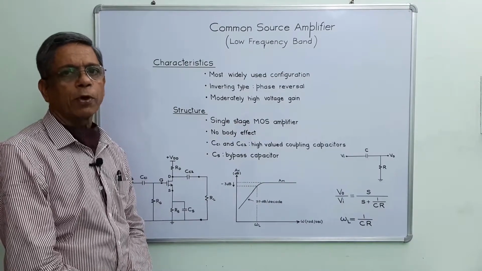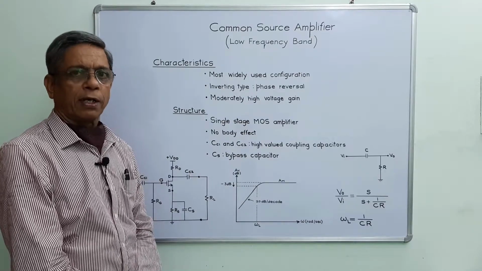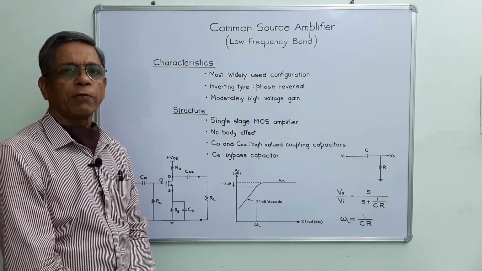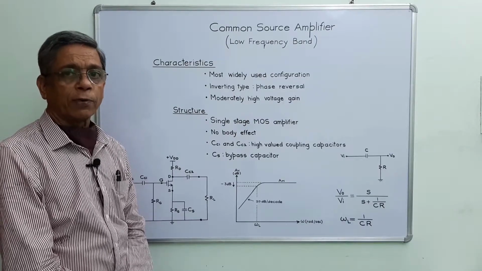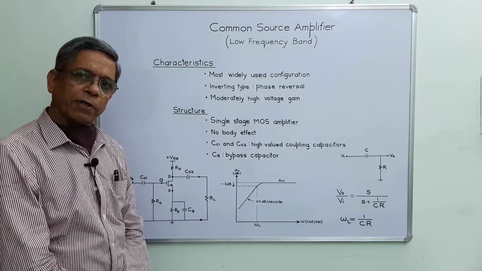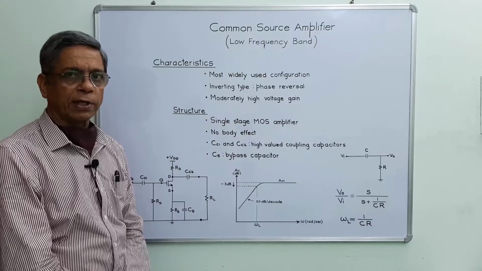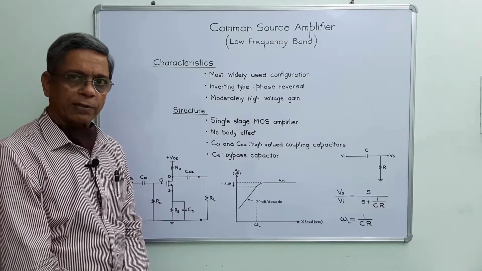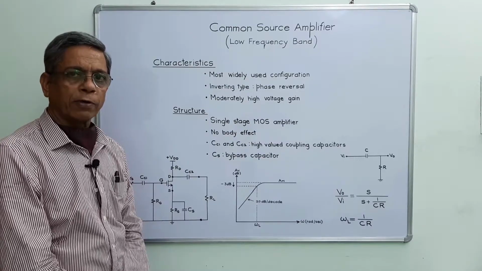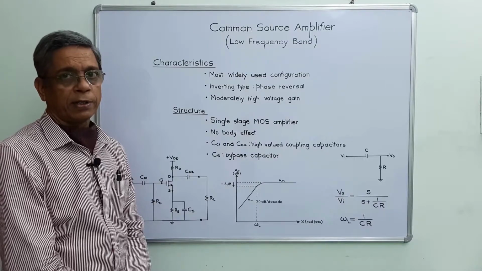This lecture is all about common source amplifier working at low frequency band. I'll explain the performance of common source amplifier and will derive the expression for lower 3 dB frequency for common source amplifier at low frequency band. I refer to my earlier lecture number 9 for the development of a small signal equivalent circuit for MOSFET amplifiers and lecture number 10 for the derivation of the expression for voltage gain of common source amplifier at mid frequency band.